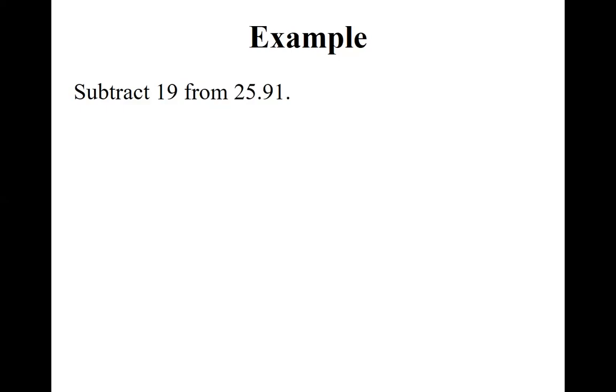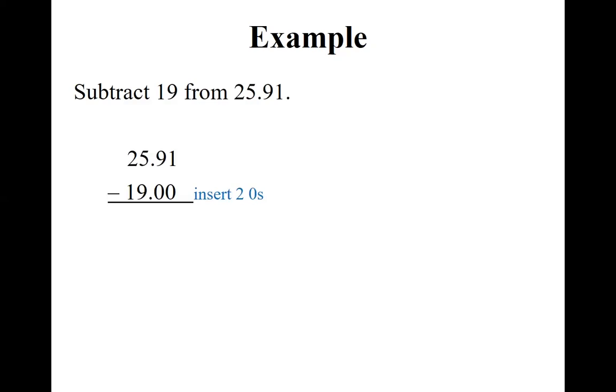In words, subtract 19 from 25.91. Subtract 19 from 25 and 91 hundredths. When we're subtracting something from something else, we're starting with that something else. We're starting with the 25.91, and then we're subtracting 19 from that. This would be 25.91 minus 19.